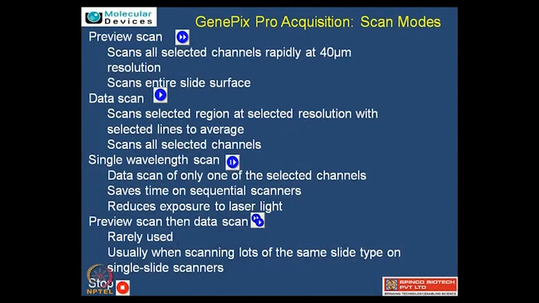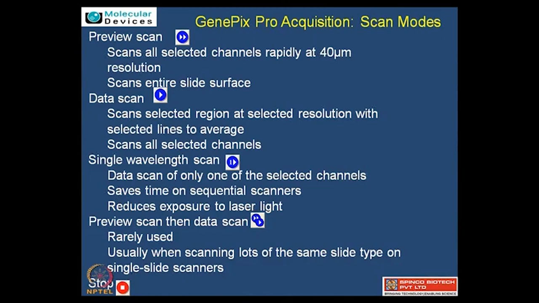People prefer that because there is sometimes a bleaching effect on the fluorophores, so they want to avoid exposure for a longer time. So multiple scanning is avoided. If your application requires only one wavelength to be scanned, you can select in the tab only a single wavelength scan, and also a preview scan followed by the data scan. You can also set up automation so that once you do a preview scan and see that it is all good, it immediately goes for the data scan. But very rarely do people use that, because you want to check once and only then go ahead.